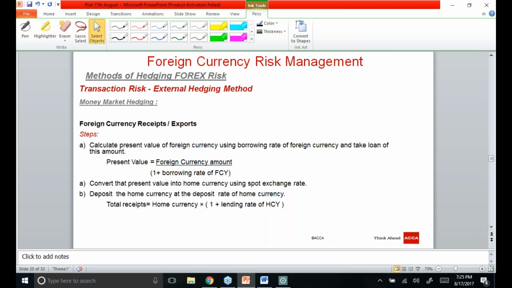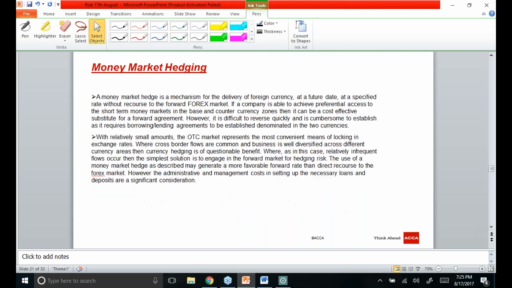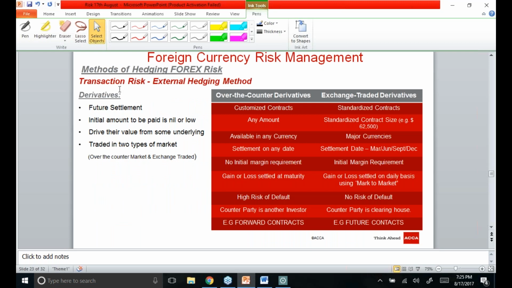Okay, next concept is money market hedge. This is purely the F9 concept. I'm skipping here, but steps are given. I am moving to the next concept, that is derivative.